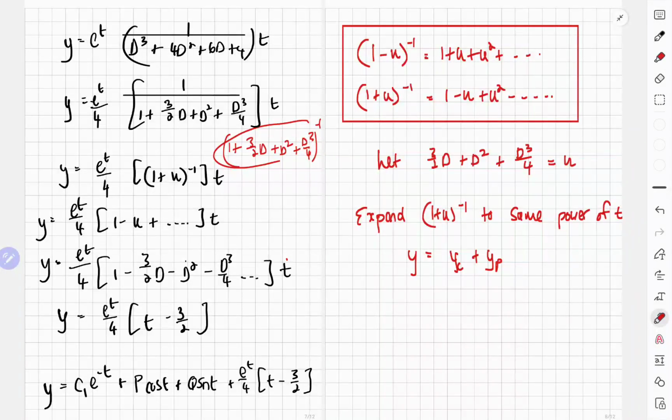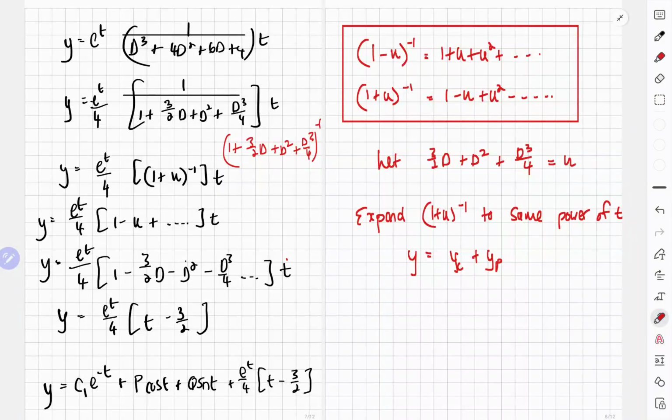Now look what I'm doing. I am going to let my 3 over 2D plus D squared plus D cubed, I'm going to let that be u. Why? So that I can get the form 1 plus u to the negative 1. So 1 plus u to the negative 1. Why do I do that? So that I can use the binomial expansion.